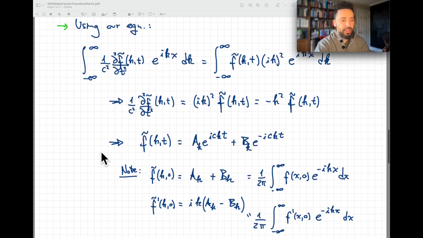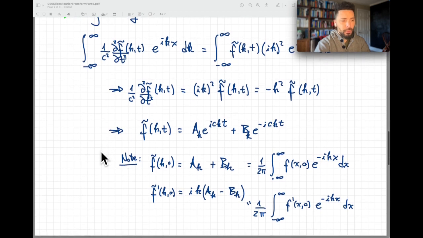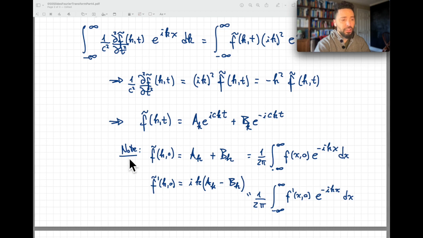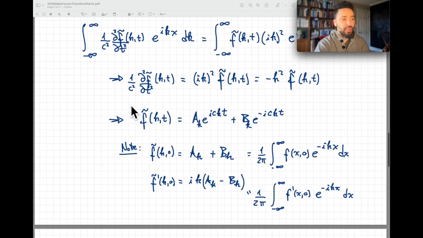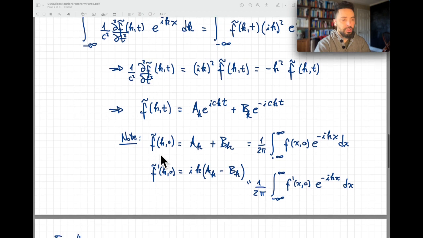We don't know a priori what they are, but as usual, we put forward our initial condition and we try to fix those constants with our initial conditions. They have to be the initial conditions because we're solving for a time-dependent part, of course. Now, if you evaluate this solution at t equals 0, then you get ak plus bk, and that has to be equal to the Fourier transform of our initial profile.